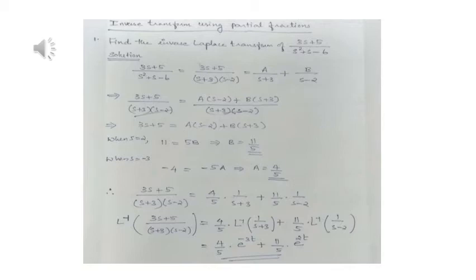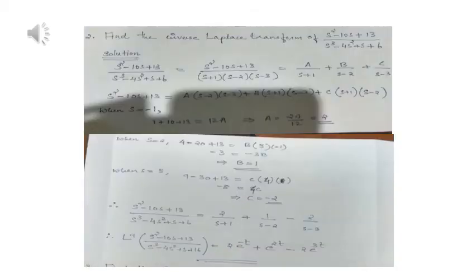The next question is to find the inverse Laplace transform of s square minus 10s plus 13 divided by s cube minus 4s square plus s plus 6. So in the denominator it is a third degree polynomial, that is s cube minus 4s square plus s plus 6. In order to find the roots, either you can use a calculator, or as we studied in linear algebra, that is semester 3.